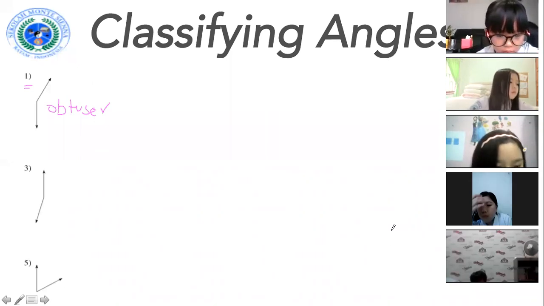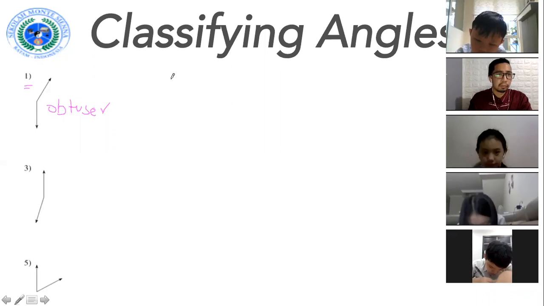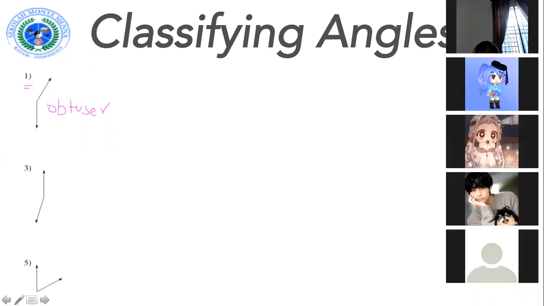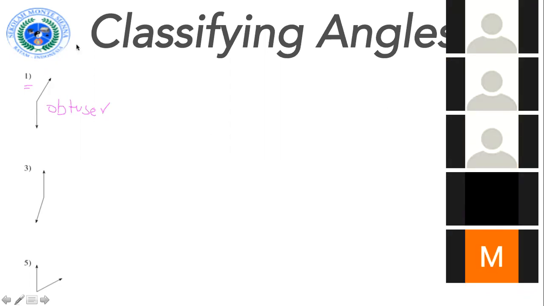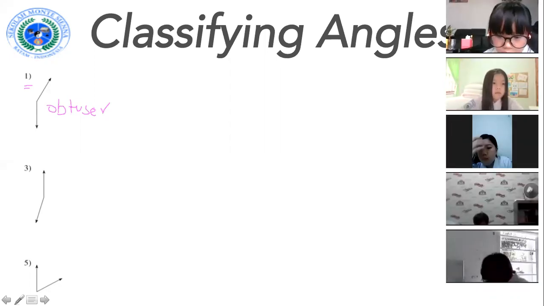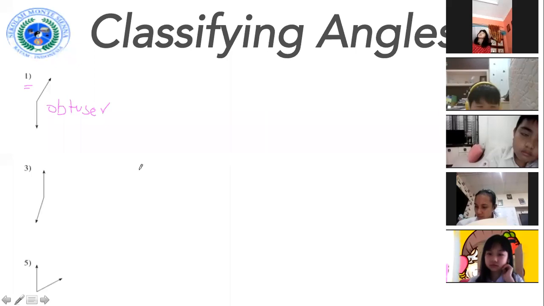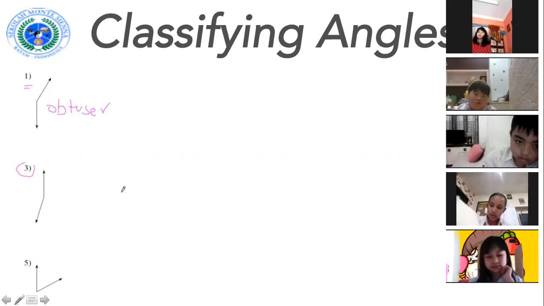Number two, Maritza, can you guess what kind of angle it is? Where's Maritza? How about Winston, Braden, number three? What kind of angle is it? Acute, right, obtuse, straight, full, reflex. Reflex, I think no. Okay, can we do this?